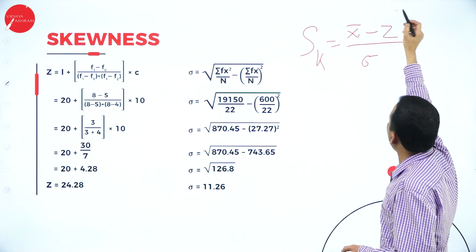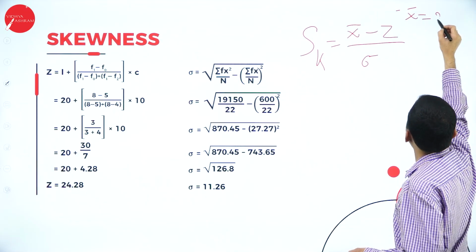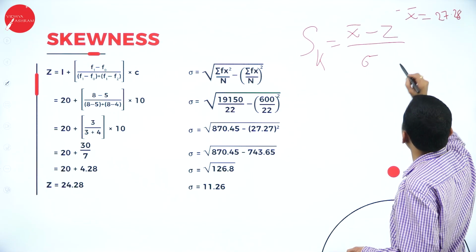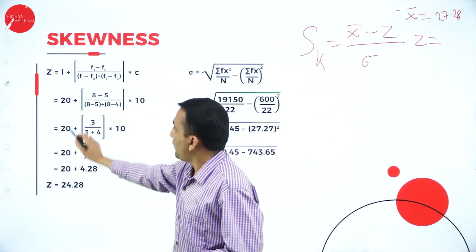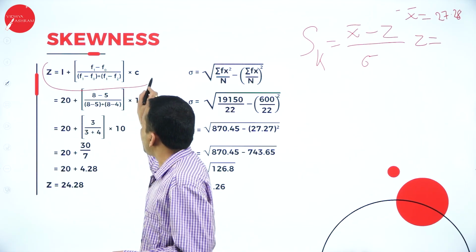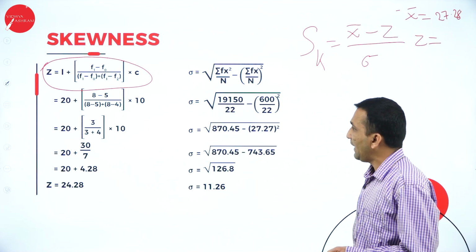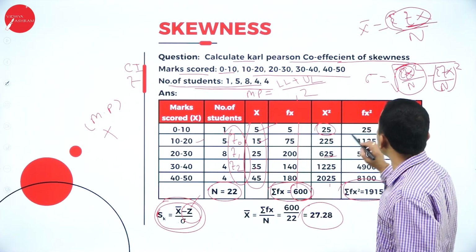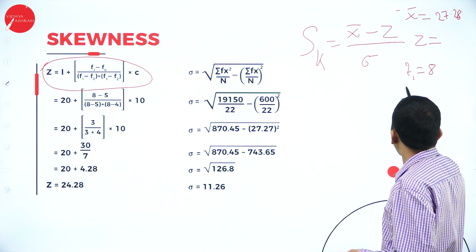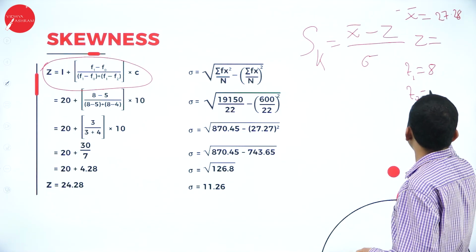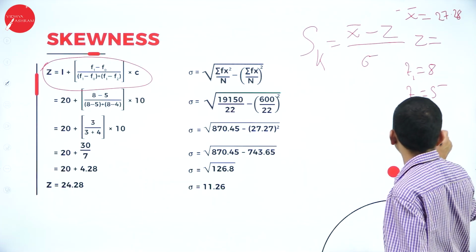We got the x bar value, 27.28. Okay, now mode we need to find out. So the mode formula, because for a continuous series this formula is always suitable. According to this formula we already located the values. F1 place, 8, the highest frequency. F0 place, previous frequency 5. F2 place, post frequency 4.